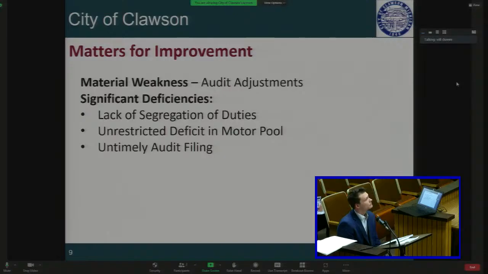So what do these three mean, like lack of segregation of duties? Yep, getting into that one right now.